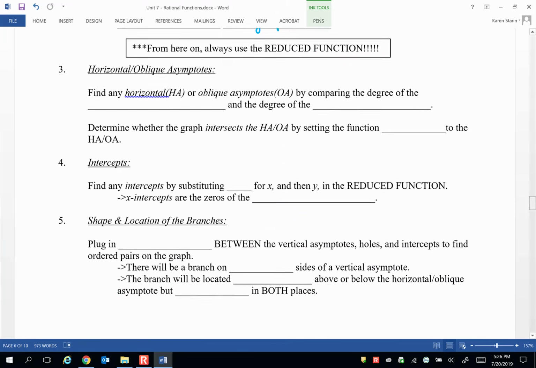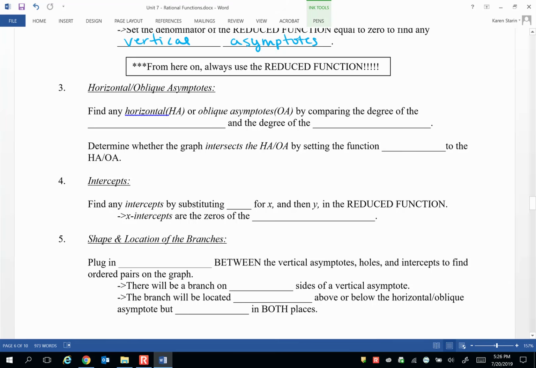Horizontal and oblique asymptotes. We're going to find any horizontal or oblique asymptotes by comparing the degree of the denominator to the degree of the numerator. That's what we went over in the last video.